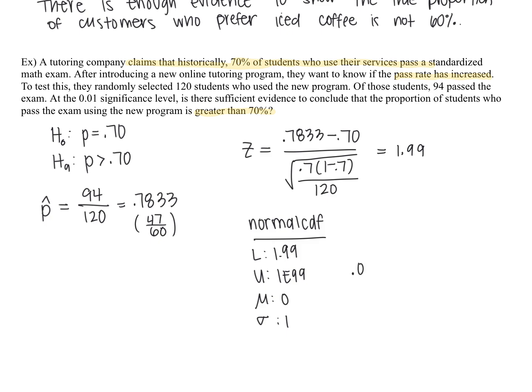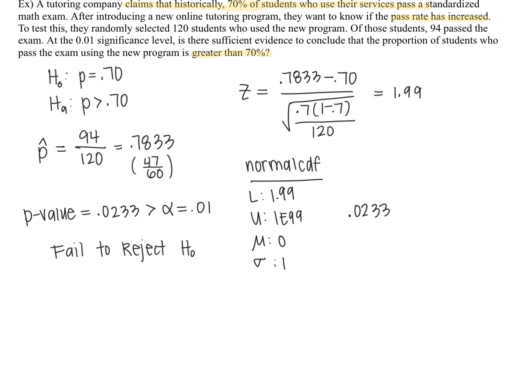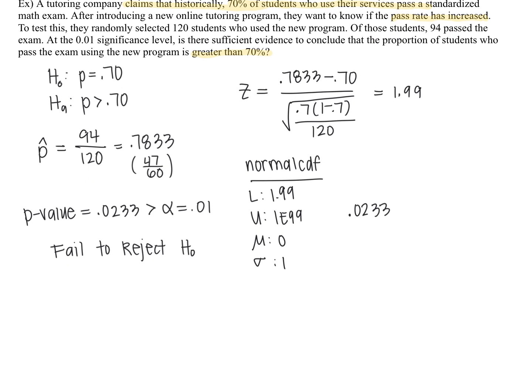So we end up with 0.0233 as our probability. So our p-value of 0.0233 is greater than our alpha of 0.01. So because our p-value is greater, we are going to fail to reject our null hypothesis. So the only thing that changes in the writing of our sentence is we now say we do not have enough evidence, or there is not enough evidence.